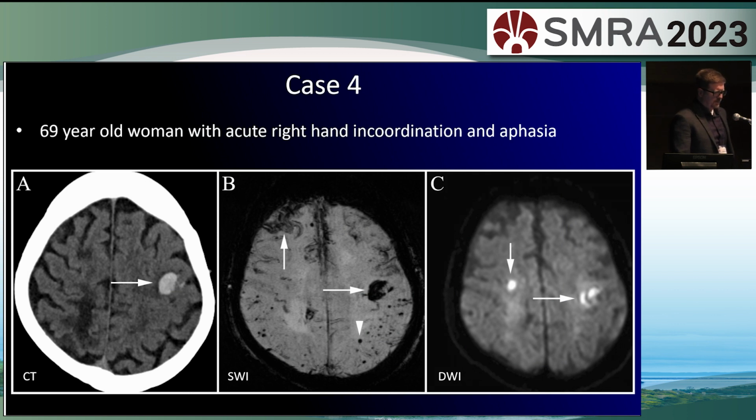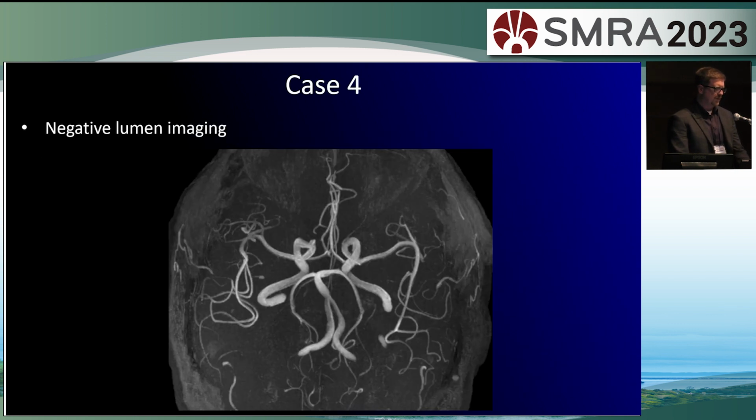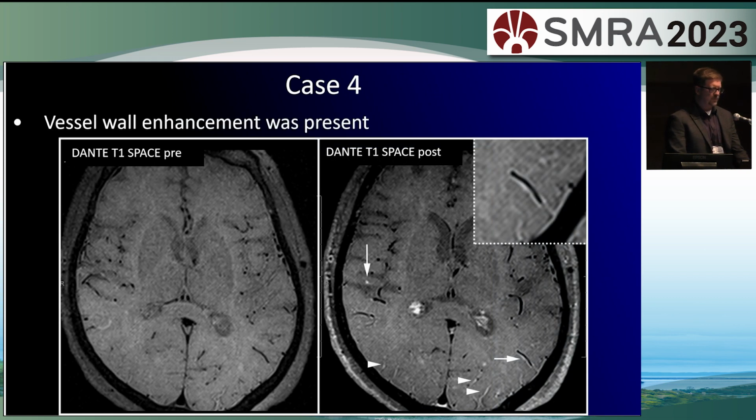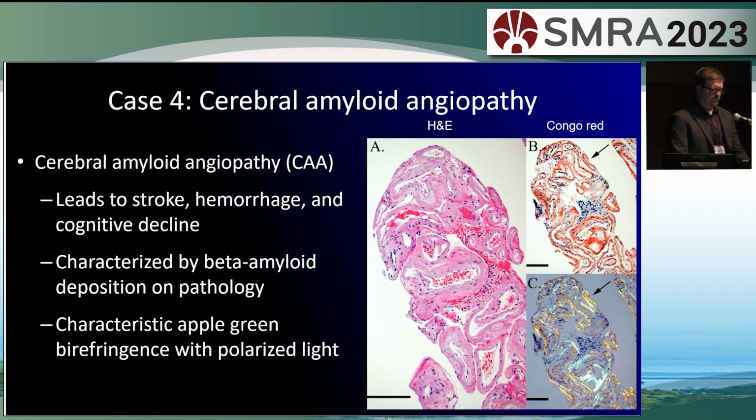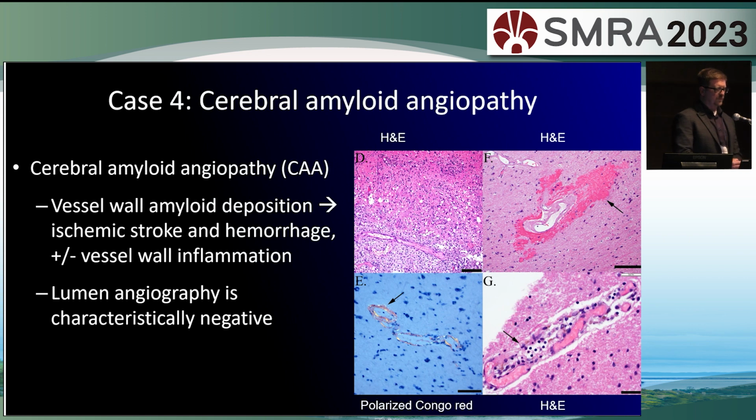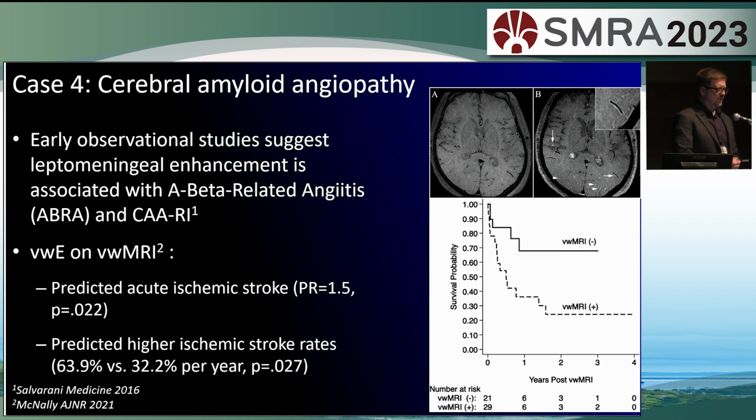This case was a 69-year-old female who came in with a hemorrhage, and not only did she have the acute hemorrhage, but she had some microhemorrhages and siderosis, as well as a recent infarct. This patient had lumen imaging that was negative, but vessel wall imaging that was very positive. Not only did you see leptomeningeal enhancement, but also some enhancement tracking along the vessel walls. This patient was biopsied and turned out to have cerebral amyloid angiopathy. Sometimes this is associated with inflammation, and this was the case in this patient. Early studies suggest that leptomeningeal enhancement may be associated with ABRA and CAA-related inflammation.